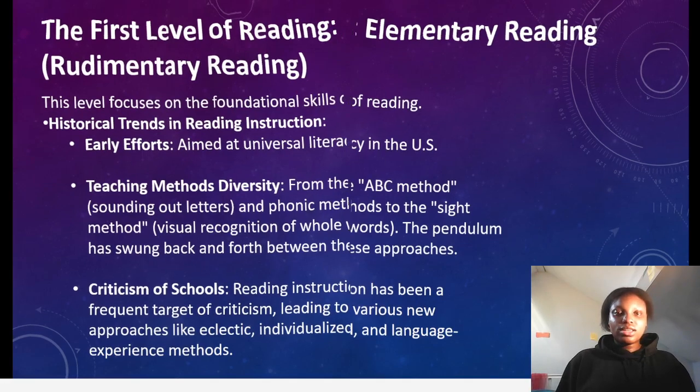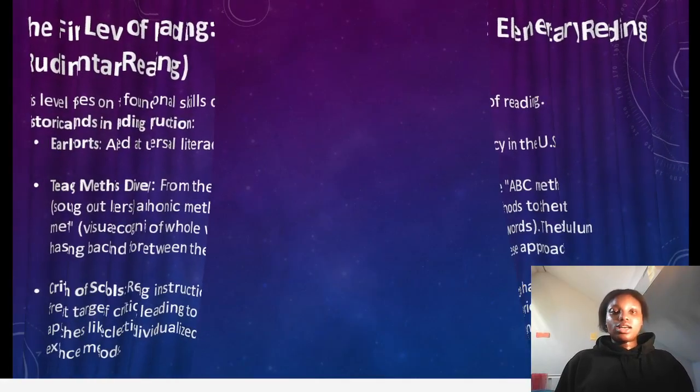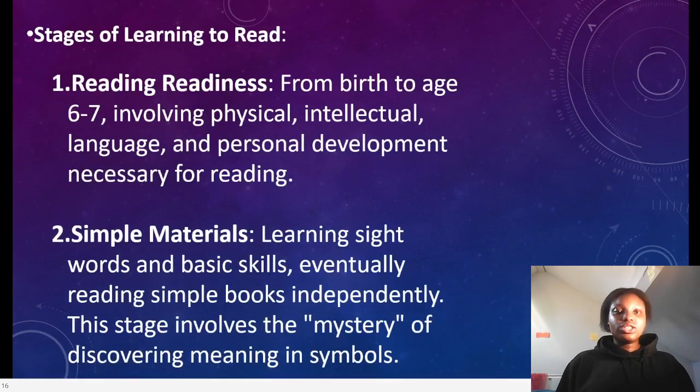So now we're looking at the next part, the stage of learning to read. Number one, reading readiness, from birth to age 6 or 7, involving physical, intellectual, language, and personal development necessary for reading. Then two is simple materials, learning sight words and basic skills.